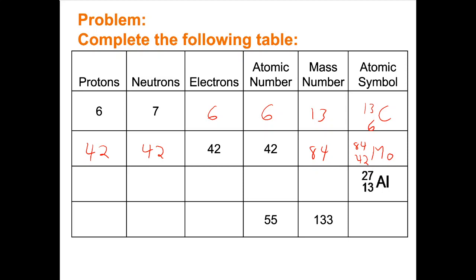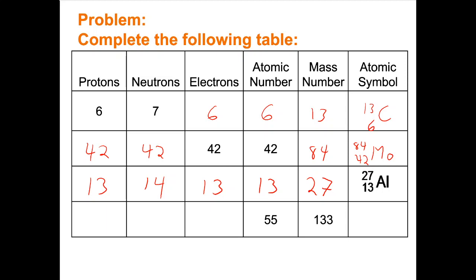Okay, the next one, they give us the atomic symbol for the isotope, and they want us to fill everything else out. Let's start with the atomic number, 13. That tells me the number of protons. That also tells me the number of electrons. Now the mass number, 27, just copy that straight over. From there, to find the number of neutrons, I subtract 13 from 27, which gives me 14. So that's everything for that line.